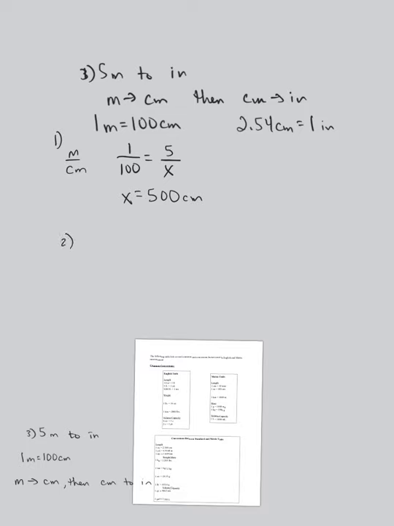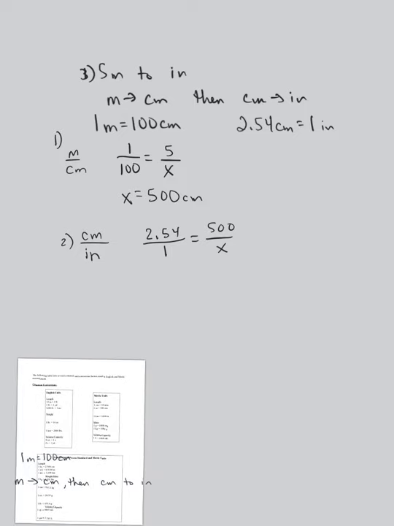For step 2 we're going to use this second conversion factor right here, that 2.54 centimeters equals 1 inch. In terms of my conversion factor, that's going to be centimeters over inches. The given one is 2.54 over 1, is equal to, and then we're starting with this 500 centimeters, that's in the numerator. So the 500 will go here, and then we're trying to find the denominator, and I'll just call it x in this one.